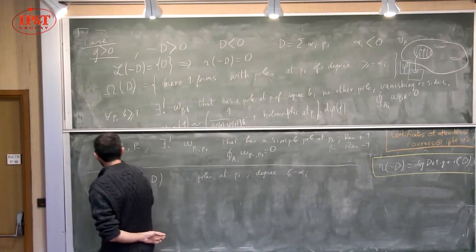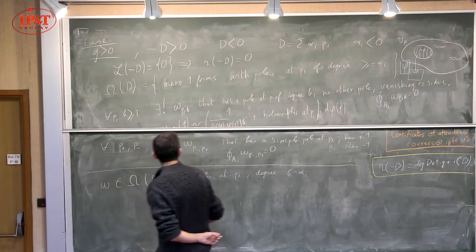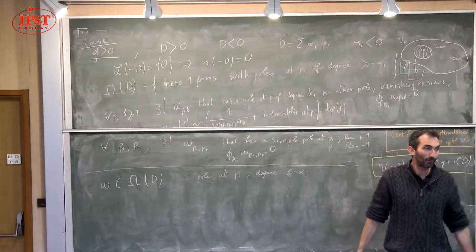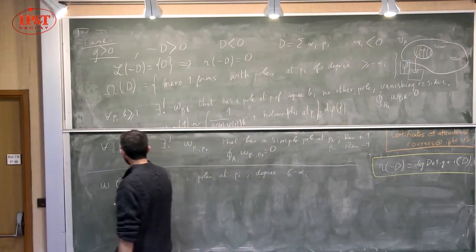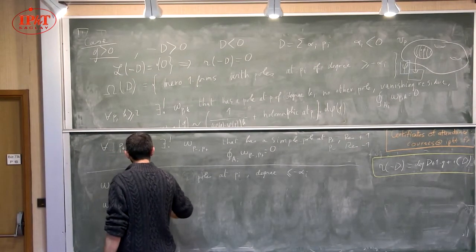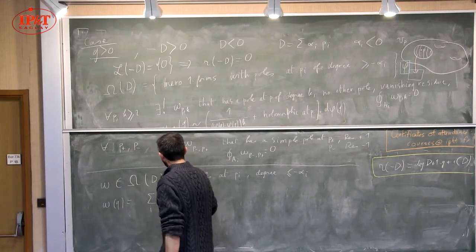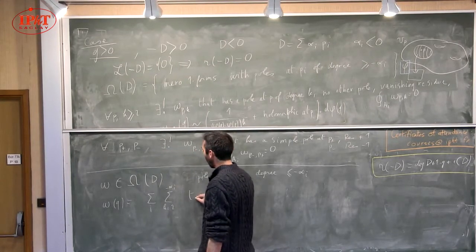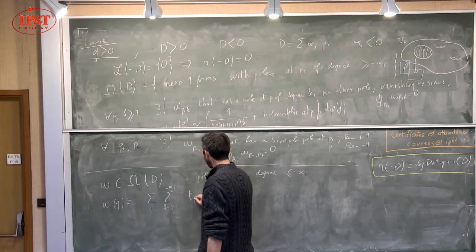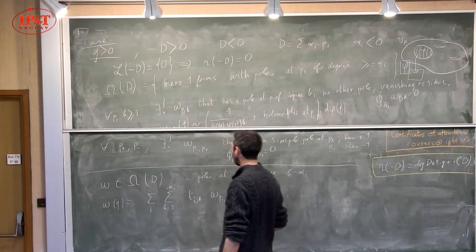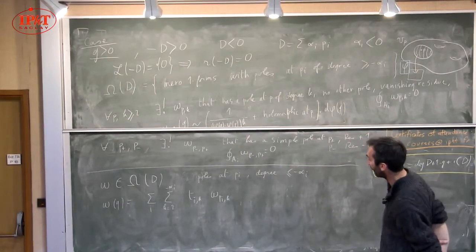So near these poles, we can always do the Taylor expansion, or the Laurent expansion near the poles, and write that omega of Q must be equal to the sum over i and the sum over k equals 2 to minus alpha_i of some coefficients that I will call T_{i,k} of those forms omega_{P_i,k}. So there exist some coefficients.